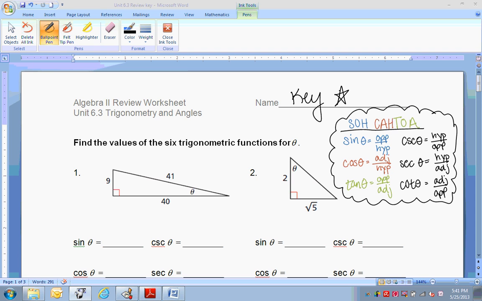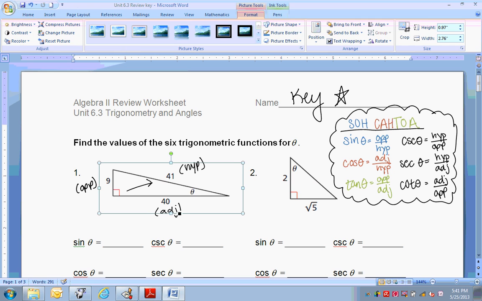On number 1, they're asking us to find the values of the six trigonometric functions for theta. Remember that theta is our angle, and they've given us the three sides of the triangle. So we can label the side across from our theta as our opposite side, the side opposite or across from our right angle as our hypotenuse, and the side that's next to our theta but not our hypotenuse as our adjacent side.